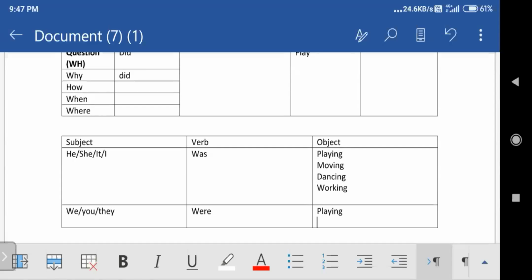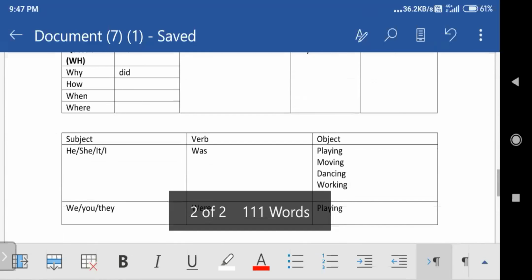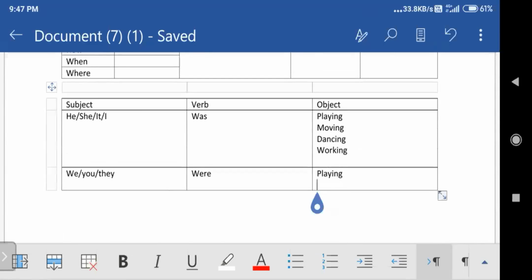And in this one, we also have to learn the negative parts of it, how the negative is made. He wasn't playing, he wasn't moving, and they weren't playing, they were not playing the game, they were not working yesterday evening, etc. Also, the question forms, which are mentioned up there. The line format here will remain just the same. What I mean is this subject, verb, and object will remain the same.